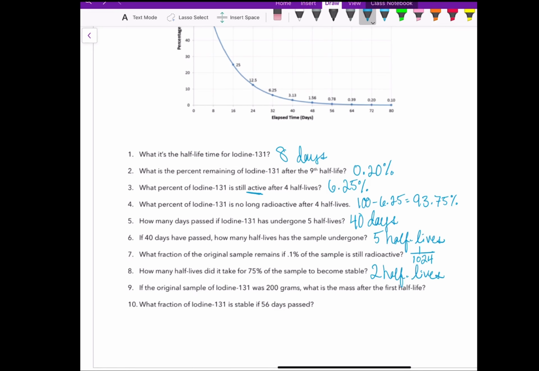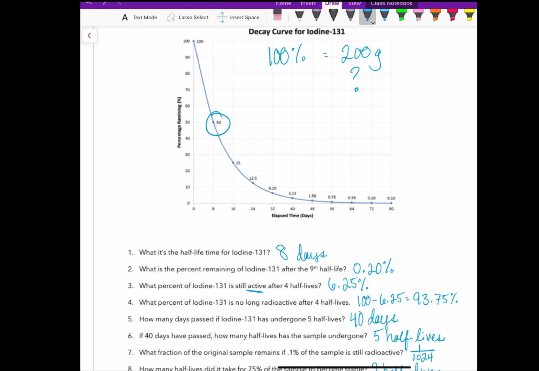Number 9 says, if the original sample of iodine-131 was 200 grams, what is the mass after the first half-life? So if 100% is 200 grams, we want to know how much is left after the first half-life. Well, the first half-life would be 50% remaining, and all we did was cut that in half. So if we cut this in half, 200 divided by 2 is 100. So our answer is 100 grams.